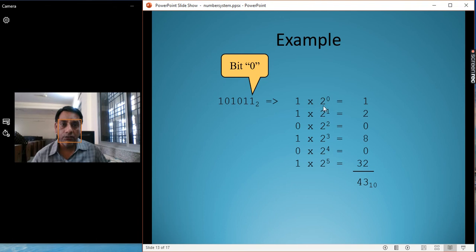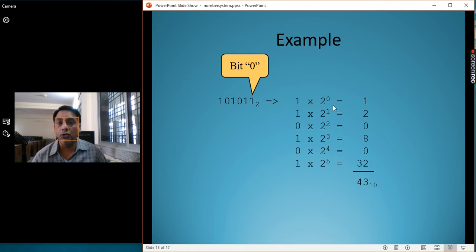Now each digit has to be multiplied with the base 2. You can see the calculation takes place from the left side. So you can see here 1 into 2 to the power 0, 1 into 2 to the power 1, 0 into 2 to the power 2, 1 into 2 to the power 3, 0 into 2 to the power 4, 1 into 2 to the power 5. That means 2 to the power n is the number which is going to multiply with these binary digits.